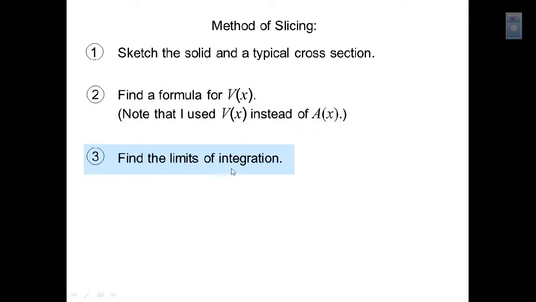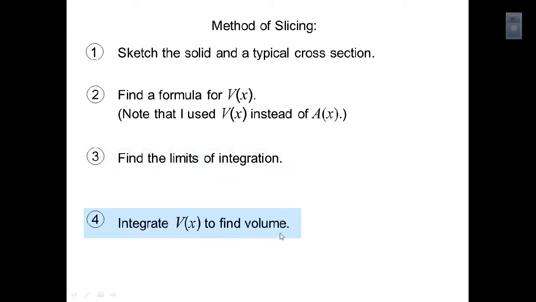Number 3, find the limits of integration. And then 4, integrate V of x to find the volume.